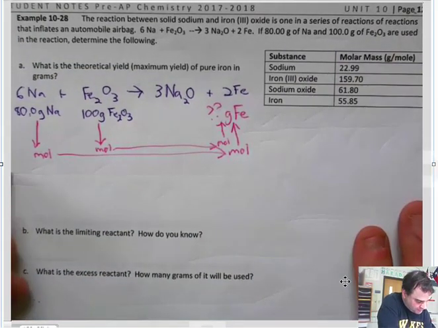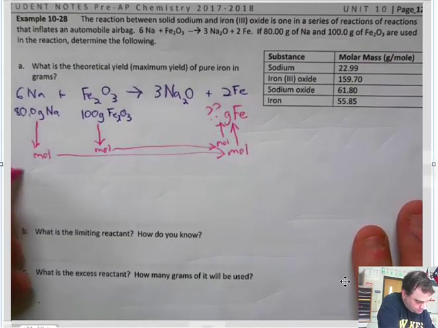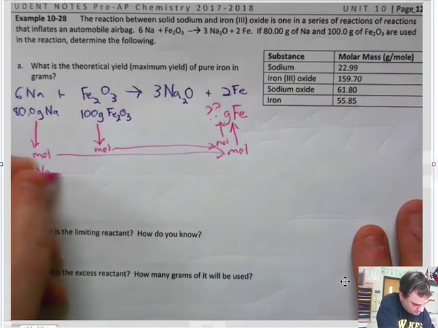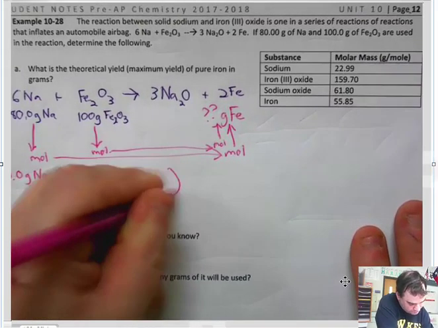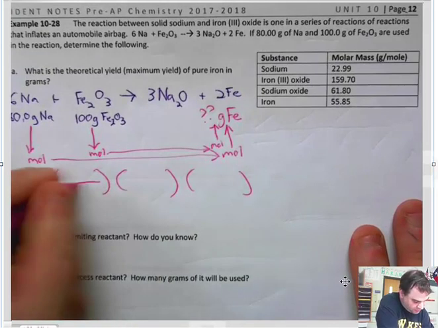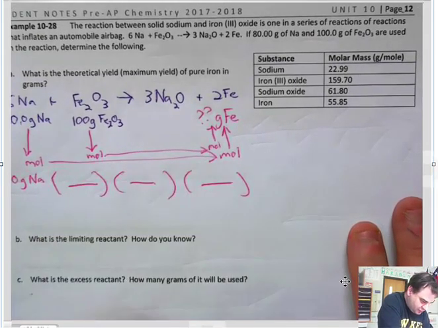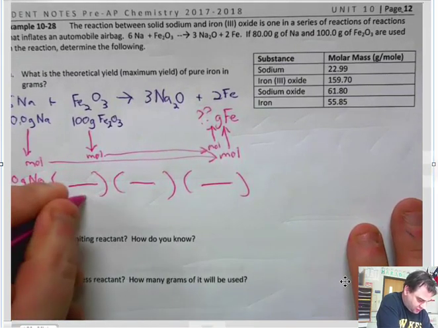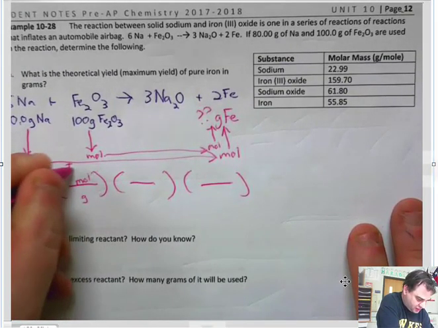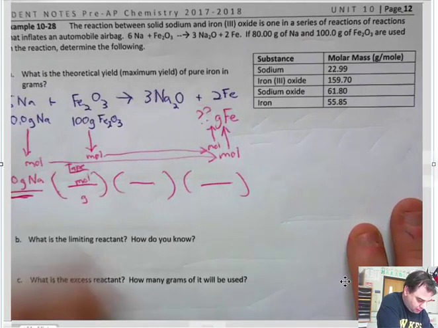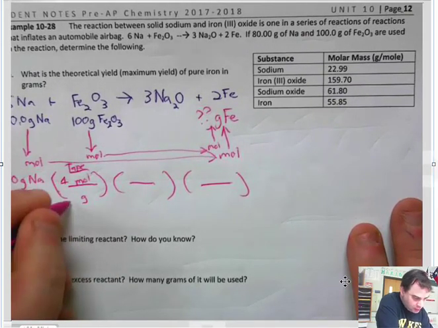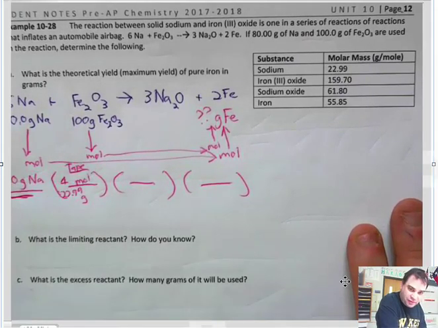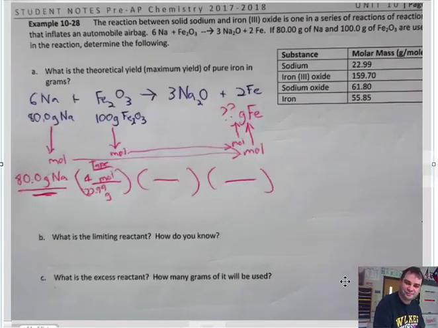So we've got 80 grams of sodium. Three steps in this problem. First step, grams on the top, grams on the bottom. What are we going to convert to? Moles, because we use the tape to go up and down. 1 mole, and the molar mass of sodium is 22.99 grams.